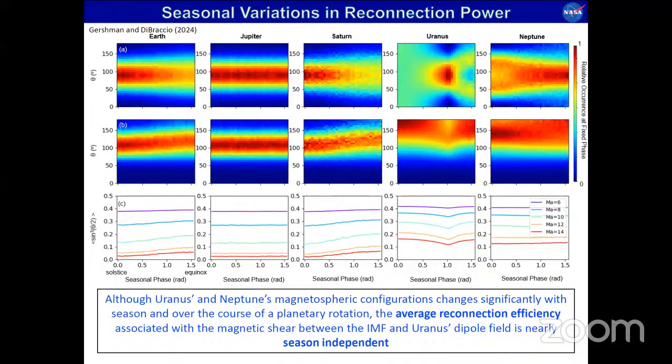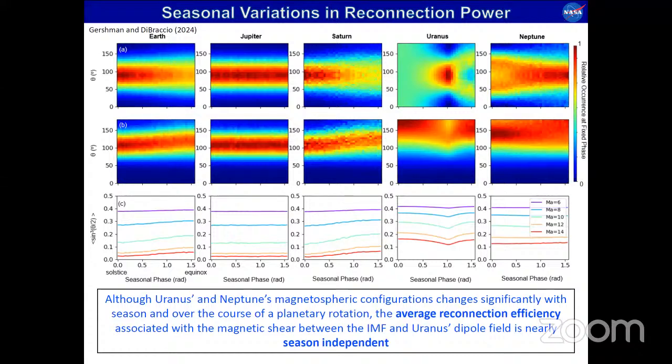And one thing that, of course, is important is magnetospheric configuration. So we looked at, as a function of planetary season, solstice to equinox, what is the histogram of magnetic shear angles, say, at the subsolar point, at the magnetopause? And you see some interesting things. First, you see Earth, Jupiter, and Saturn. There's a little bit of seasonal dependence, but ultimately it's not too much. And the top panels are the actual histogram of the magnetic fields.